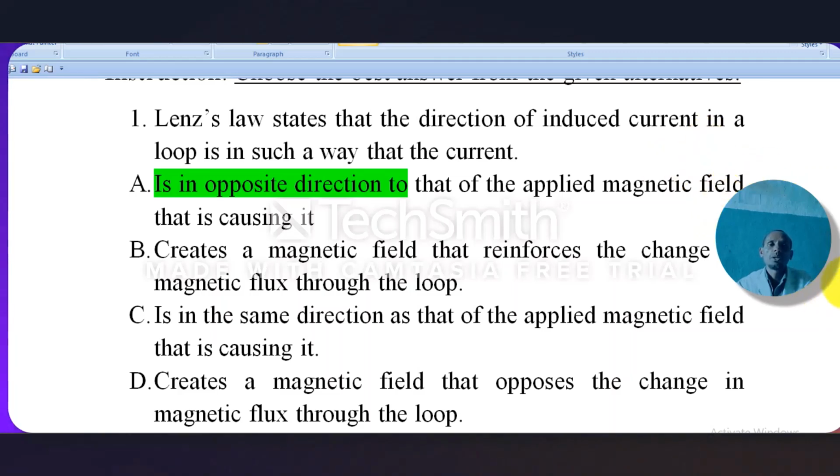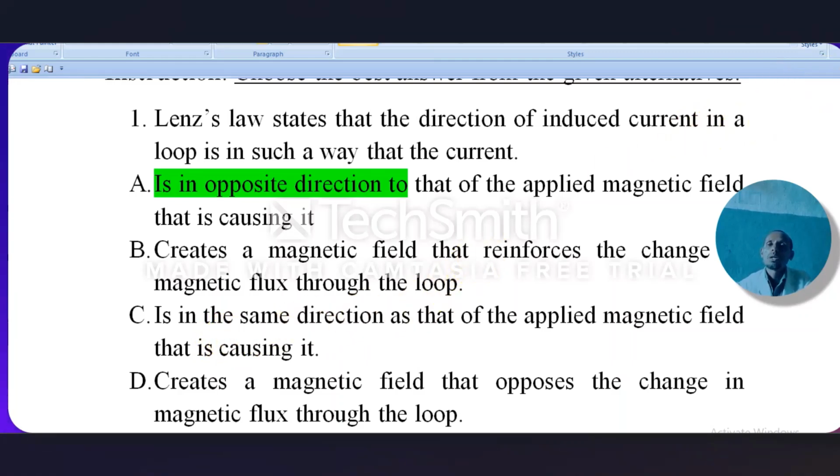Let me repeat this question once. Lenz's law says that the direction of induced current in the loop is in such a way that the current, choice A, is in opposite direction to that of the applied magnetic field that causes it. Choice B, creates a magnetic field that reinforces the change in the magnetic flux through the loop. Choice C, is the same direction as that of the applied magnetic field that causes it. Choice D, it creates a magnetic field that opposes the change in the magnetic flux through the loop.